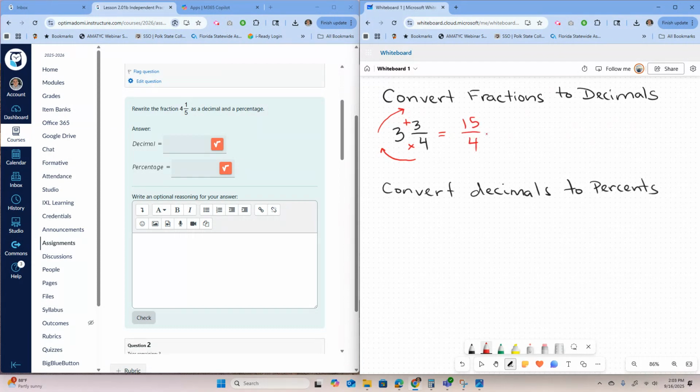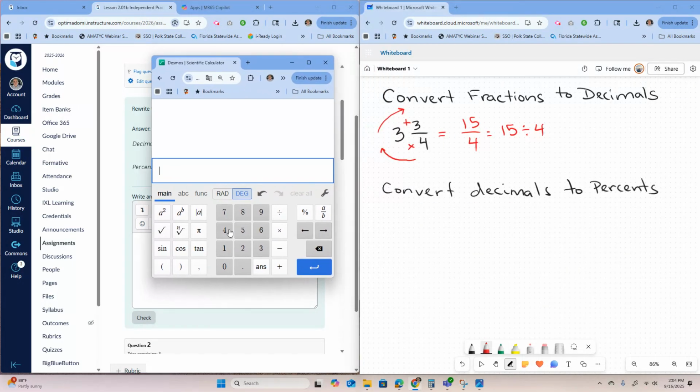And then to make a fraction into a decimal, the only thing you have to do is divide the top of the fraction by the bottom of the fraction. And for that, you're going to use your calculator. So I'm going to use decimals, and I'm going to do 15 divided by 4. You can see the way decimals writes the calculation like a fraction. And you can see I got 3.75. So that will be my decimal for the mixed number 3 and 3/4.